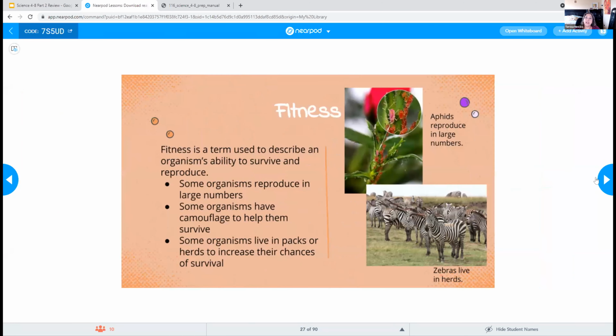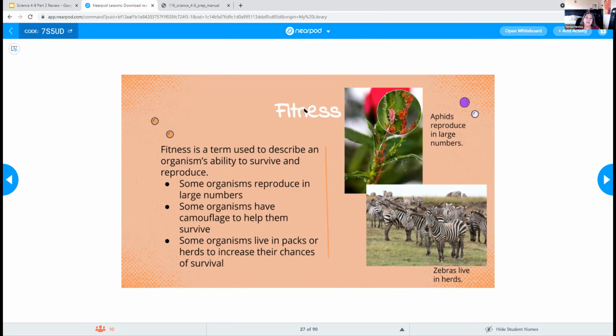Again, more Amoeba Sisters. So when we talk about fitness and organisms, when I would think of fitness, I would think, man, if you're really strong, then you're super fit, right? Like you're gonna survive. But when it comes to organisms, thinking of any organism out there, fitness means something else. Fitness basically just means that an organism is able to survive and reproduce. That's all it means. It doesn't mean you're strong. It doesn't mean you're faster. It doesn't mean you're bigger. It just means you survived and passed on your genes.